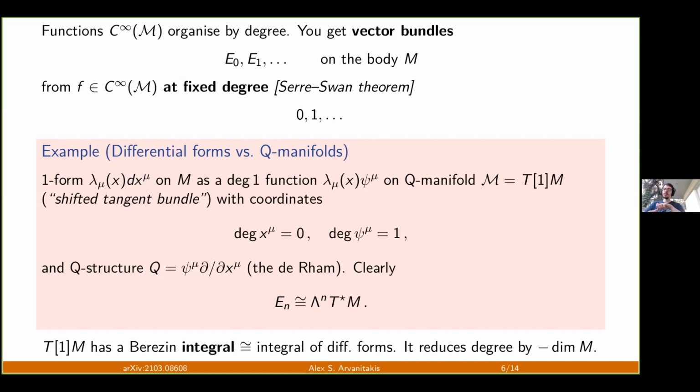This example is kind of the motivating example for most of what I'll be talking about. And this one in particular is especially nice because it has a supersymmetric Berezin integral, which is just the integral of differential forms. If it's a top form, you integrate it. If it's anything other than a top form, you set it to 0. Okay, it's very straightforward. So it reduces degree by minus the dimension of M. And I'm assuming that everything is connected, of course.